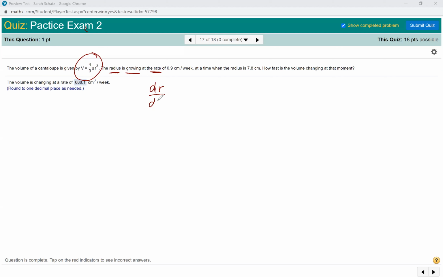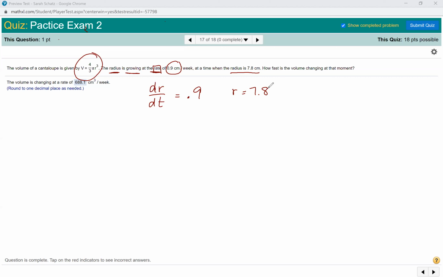And what I do know is, look, the radius is growing at a rate. It's about to give us dr/dt, how radius is changing over time. You know it's the time question because it says rate. And it says 0.9 centimeters per week, so we're going to use 0.9. We are going to use positive 0.9 because it says it's growing. It's not shrinking. That would be weird. But anyway, sometimes we have to see if it's positive or negative change. This is positive change because it's getting bigger. So I know it's growing at this rate, and I also know at this time the radius is 7.8 centimeters.